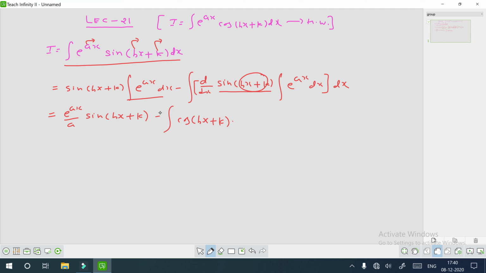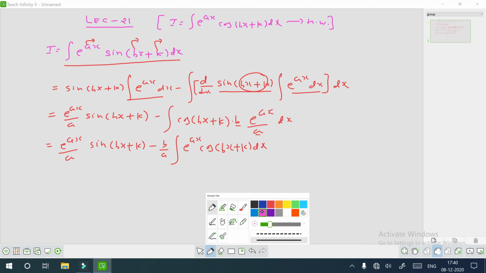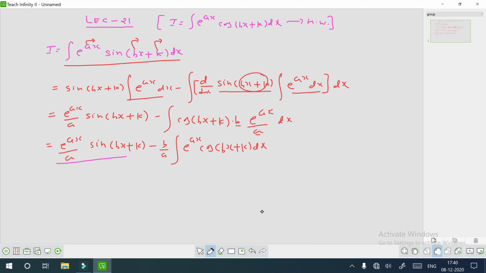That is b. Same way, integration of e raised to ax is e raised to ax over a, whole into dx. So that is equal to e raised to ax over a sine bx plus k minus b by a, taking b by a common from outside, b is a constant from numerator, a is a constant from denominator, e raised to ax cos bx plus k into dx. Clear now? See here, now once again this part as it is.